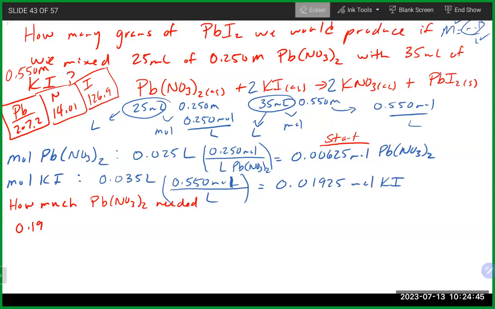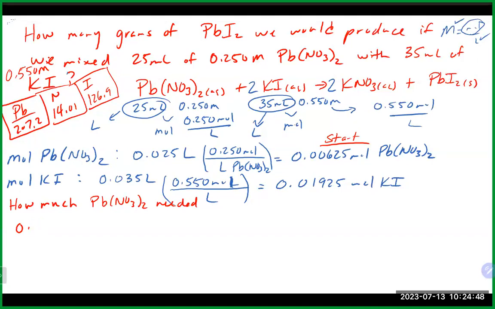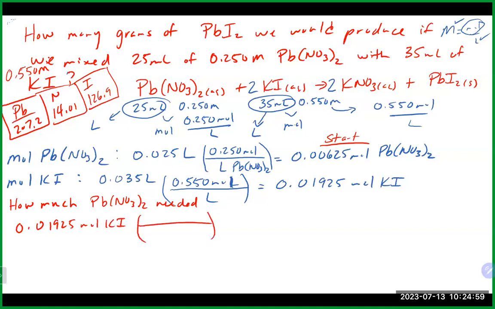0.01925 moles of KI. It is from the equation a 1 to 2 relationship between those two guys. So that's going to give me 2 moles of KI and 1 mole of my lead 2 nitrate here. And that's going to tell me that I need 0.009625 moles of lead 2 nitrate is needed.